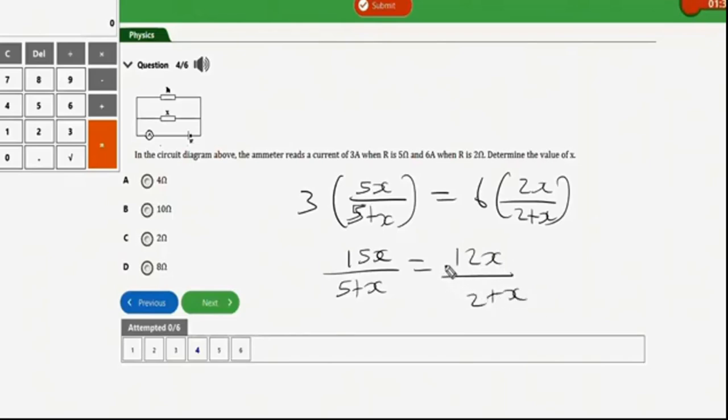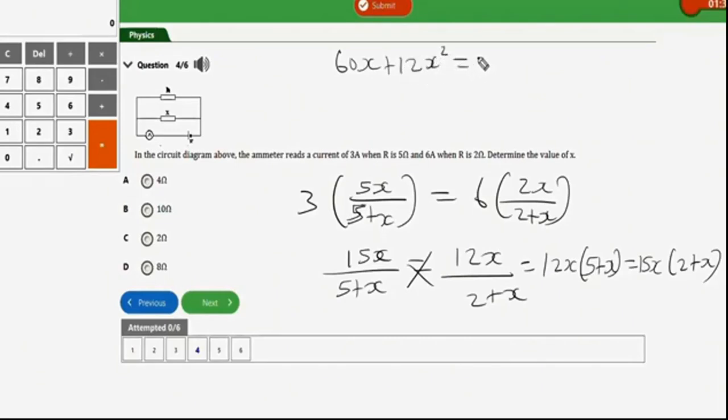Okay, so when you cross multiply, this is the same thing as 12x in bracket 5 plus x equals 15x in bracket 2 plus x. So let's keep simplifying. 12 times 5, we're going to have 60x plus 12x squared equals 30x plus 15x squared.